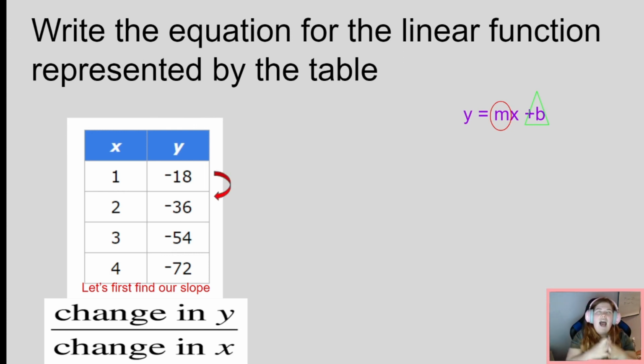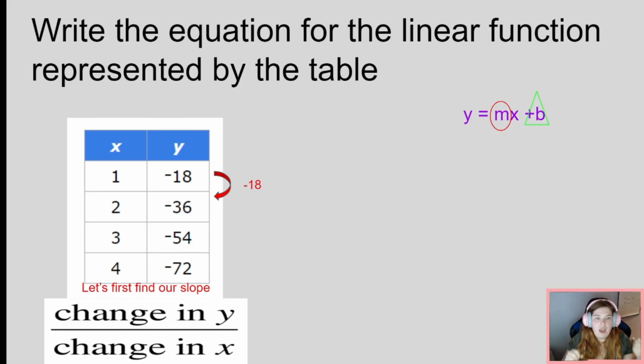And I ask myself, how did I get from negative 18 to negative 36? Now this is a little bit trickier because there's negatives involved. But I started with negative 18 and then I went to even more negative, to negative 36. Because I went even more negative, I must be subtracting. So I'm subtracting 18 in this case because negative 18 minus 18 is negative 36.